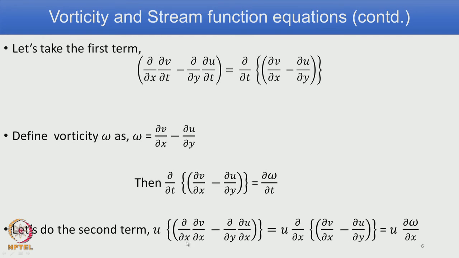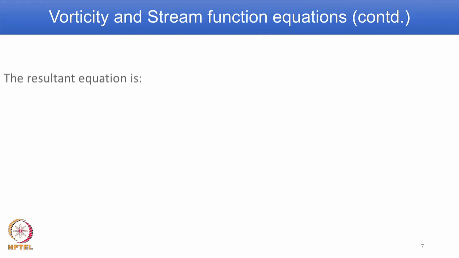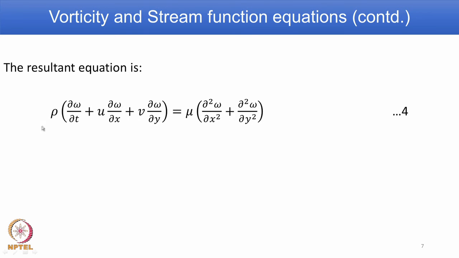This is the same way, the common term is taken out. Once again we recognize the term in the bracket as vorticity. So u times ∂omega/∂x. So we get the second term, which is like a convection term of the vorticity transport equation. We repeat this exercise for each term and we get a complete equation as this. So rho times ∂omega/∂t plus u ∂omega/∂x plus v ∂omega/∂y on the left hand side.